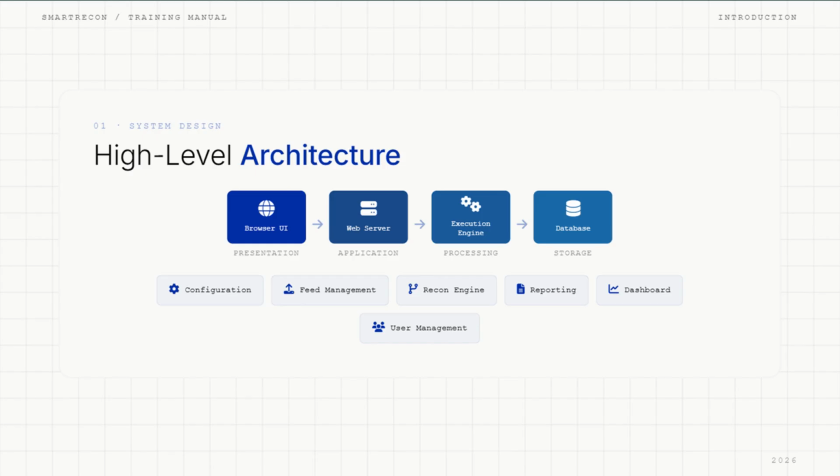Supporting services such as configuration management, process orchestration, reporting, user management, and dashboards work together behind the scenes to deliver a complete enterprise reconciliation solution. Understanding this architecture helps implementation teams identify how different modules interact throughout the reconciliation lifecycle.